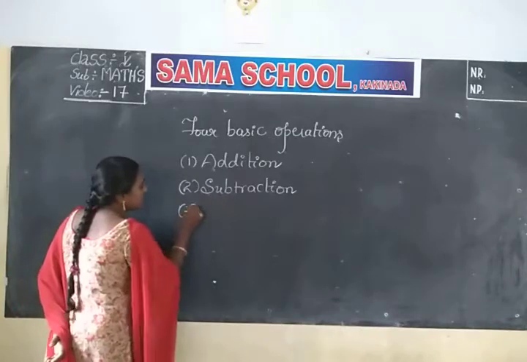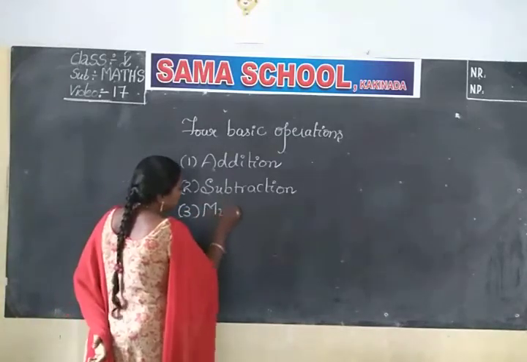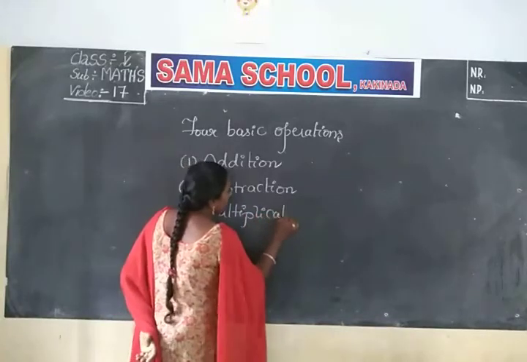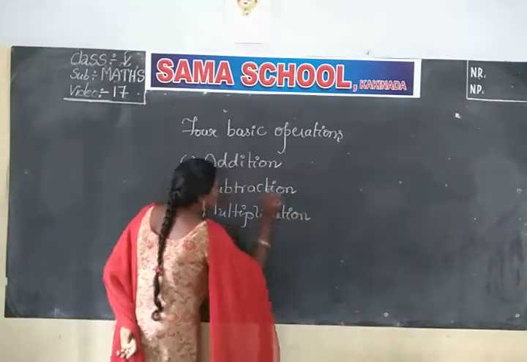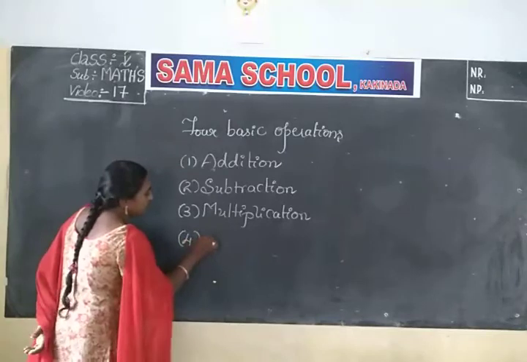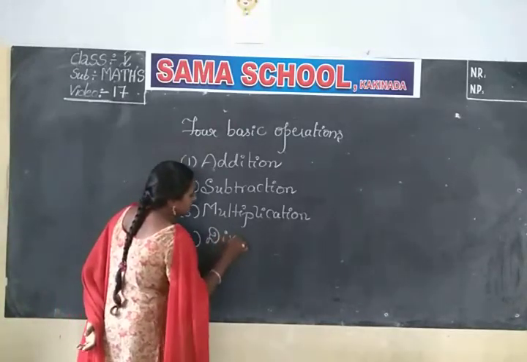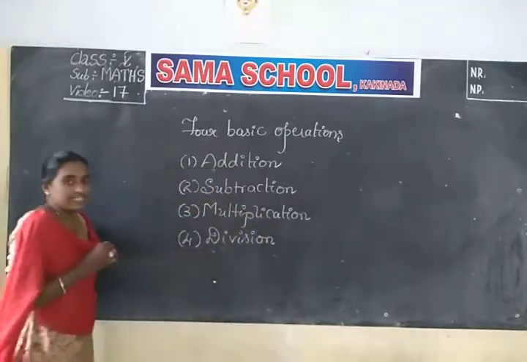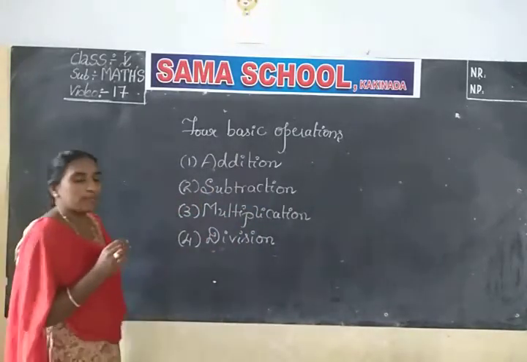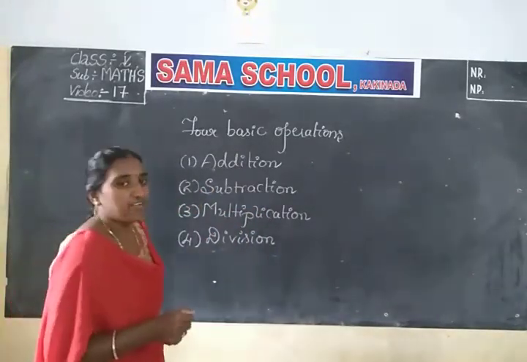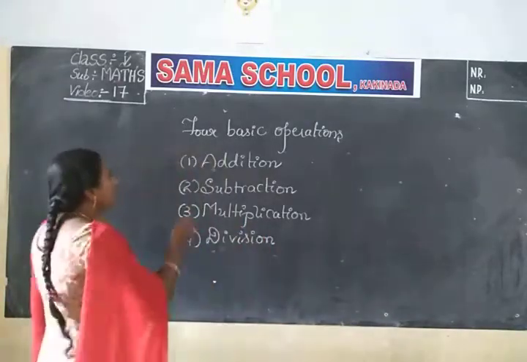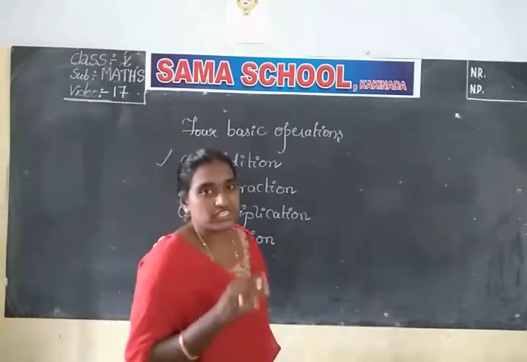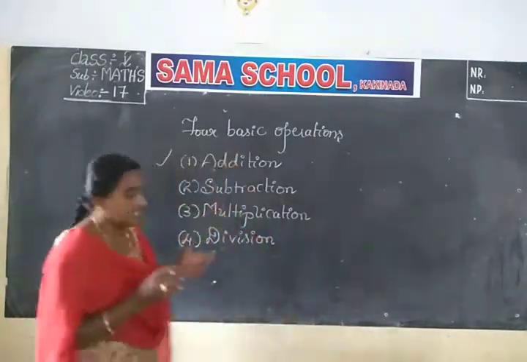What is the third one? Multiplication. The third basic operation is multiplication. And what is the next one? It is division. The next basic operation is division. These are the 4 basic operations we have in arithmetic. Today we will go with addition, the first basic operation in arithmetic.